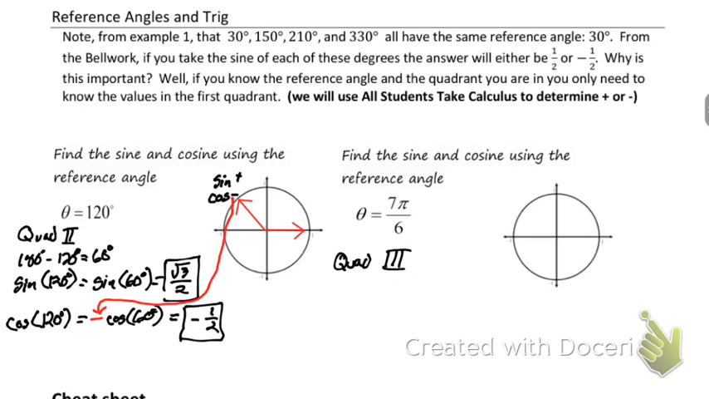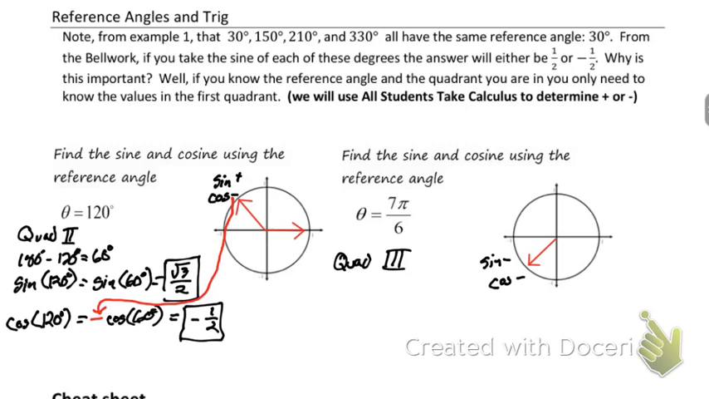For quadrant 3, we have all students take. So if we are in quadrant 3, somewhere over here, all students take. That means tangent is positive, everything else is negative. So our sine is negative, our cosine is negative. So whatever answer we get with our reference angle, we are just going to make it negative. All right, so first let's find our reference angle.